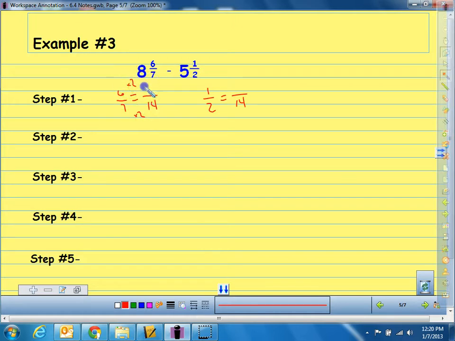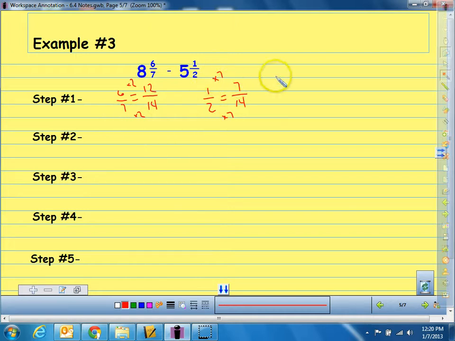6 times 2 gives me 12. And so I have 12/14 is my equivalent fraction to 6/7. Over here, how did I get from a 2 to a 14? Well, I took it times 7. If I take the bottom number times 7, I have to remember to take the top number times the same amount. 1 times 7 gives me 7.